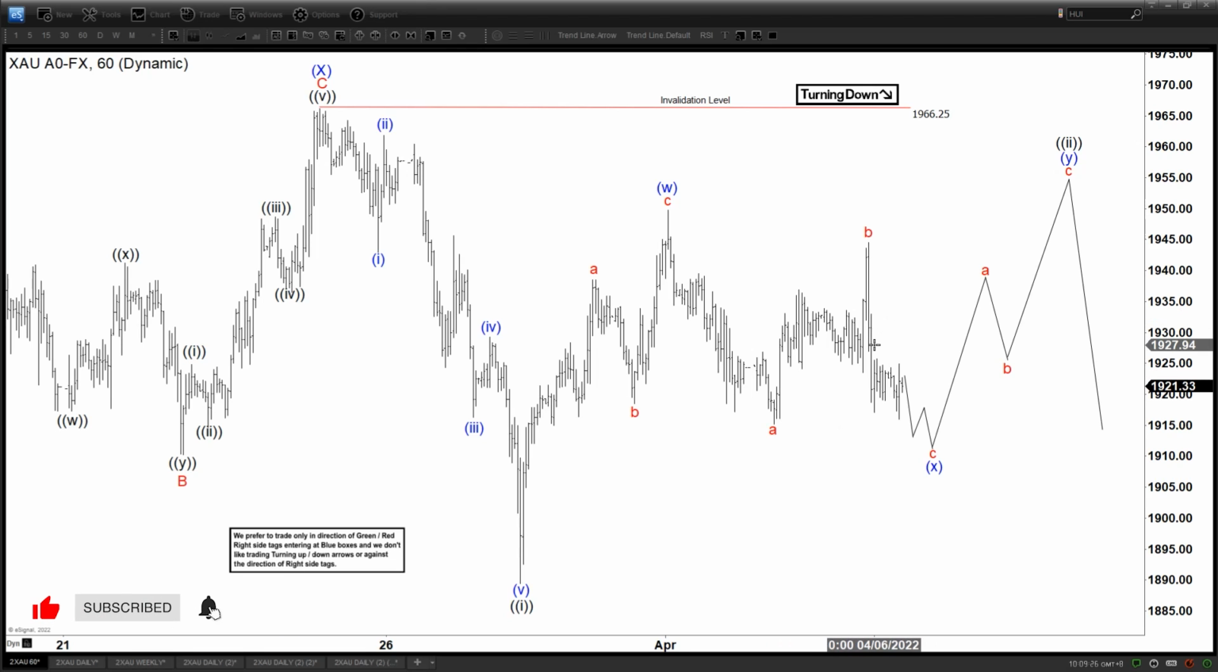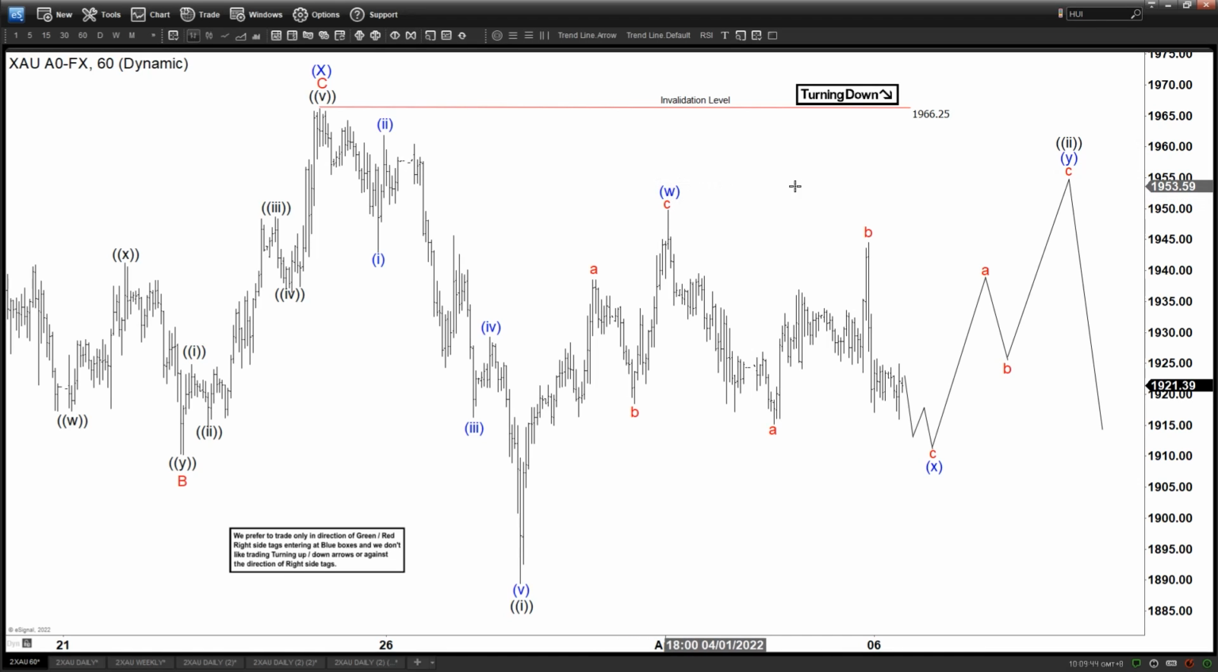And today we're going to be taking a look at the chart of gold. This is the 60 minutes chart. We're going to discuss the shorter cycle as well as the longer term, or the larger degree cycle.